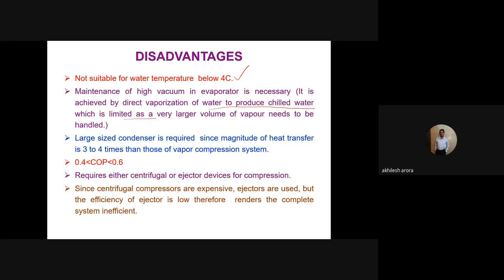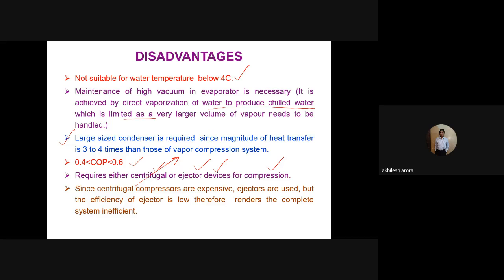Large sized condenser is required since the magnitude of heat transfer is 3 to 4 times that of a vapor compression system. COP lies between 0.4 to 0.6, and it requires either a centrifugal compressor or an ejector device for the compression purpose. As you know, we are not using the centrifugal compressor, we are using the ejector in this particular case. Since centrifugal compressors are expensive, ejectors are used. That is the reason why we are not using a centrifugal compressor.